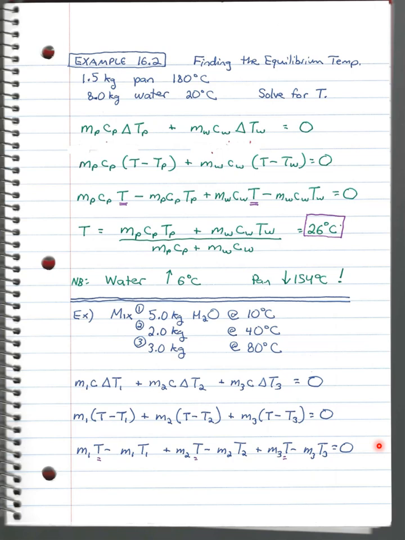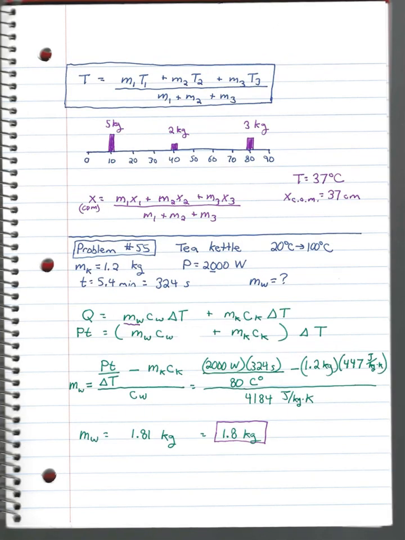So we have M1T minus M1T1 plus M2T minus M2T2 plus M3T minus M3T3. And I want to isolate all the T terms, keep them on the left. All the others, the T1s, T2s, and T3s, we're going to put them over to the right. As you go through the algebra and you solve for T, you get this equation. Now this equation may look somewhat familiar to you because it looks exactly like a center of mass equation.